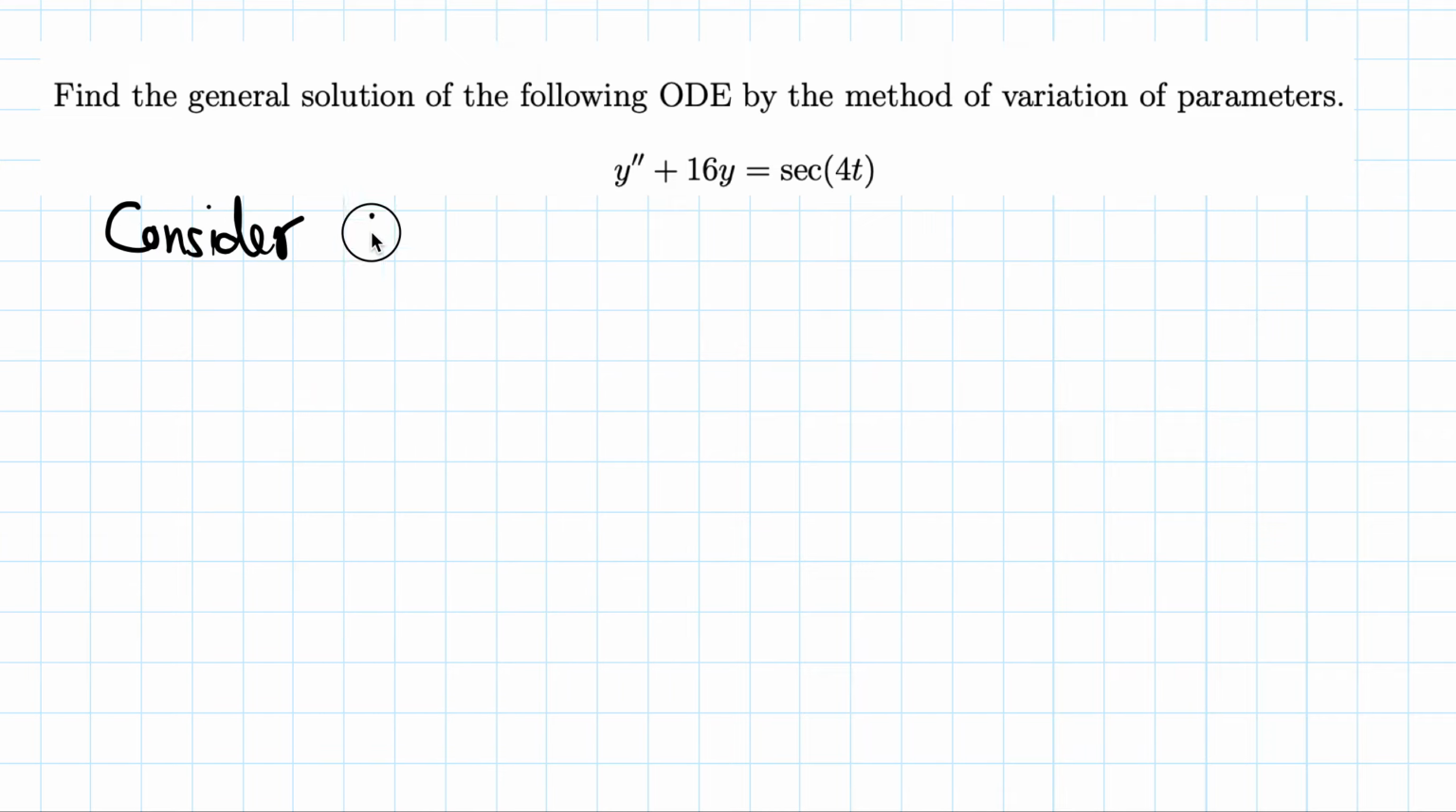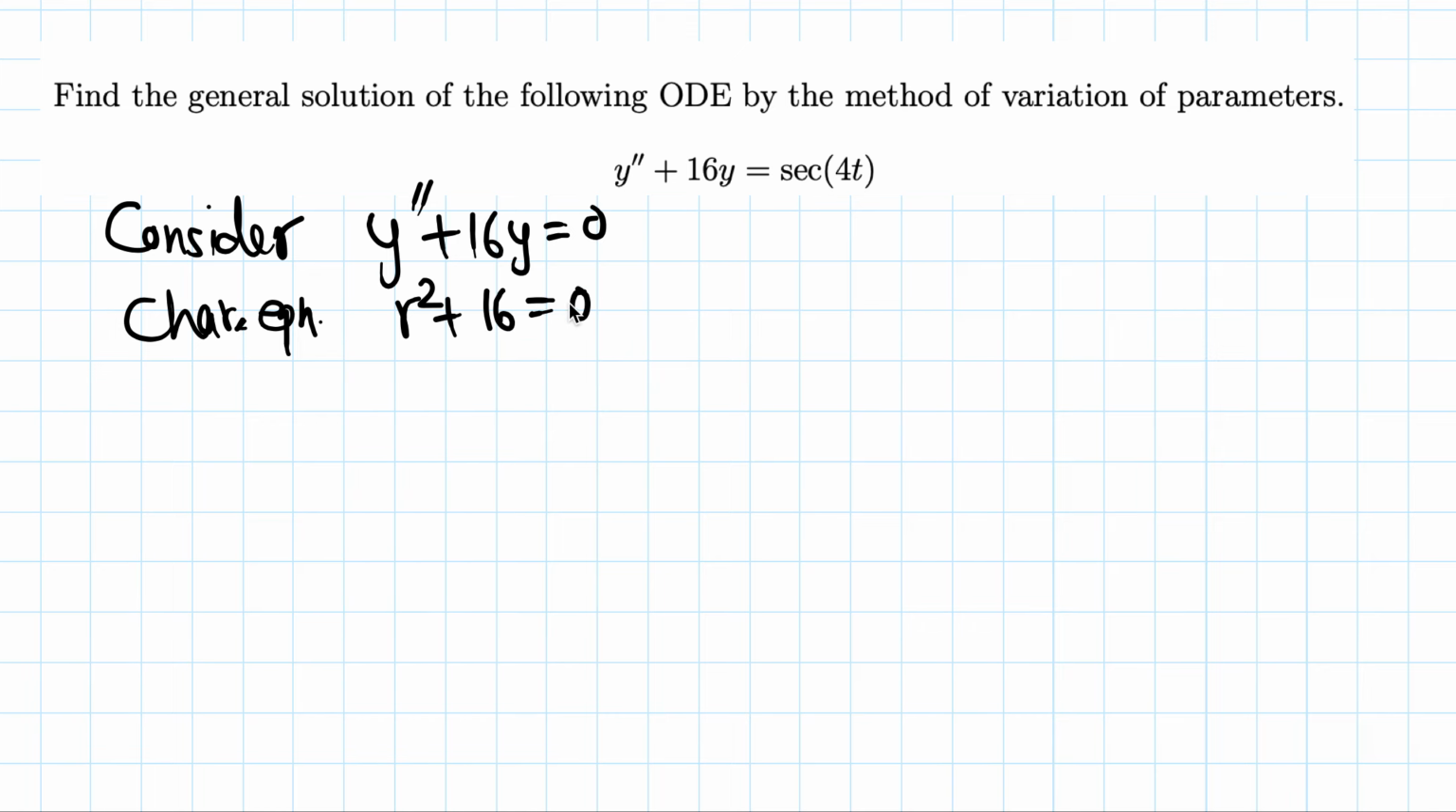Just take the right hand side to be 0: y double prime plus 16y equals 0. To solve this homogeneous equation, we find the characteristic equation, which is r squared plus 16 equals 0. Subtract 16 from both sides and take a square root, so r is plus or minus 4i. Based on these two roots, we get two solutions. Let's say y1 is e raised to 0t, which is 1, times cosine 4t, so just cosine 4t.